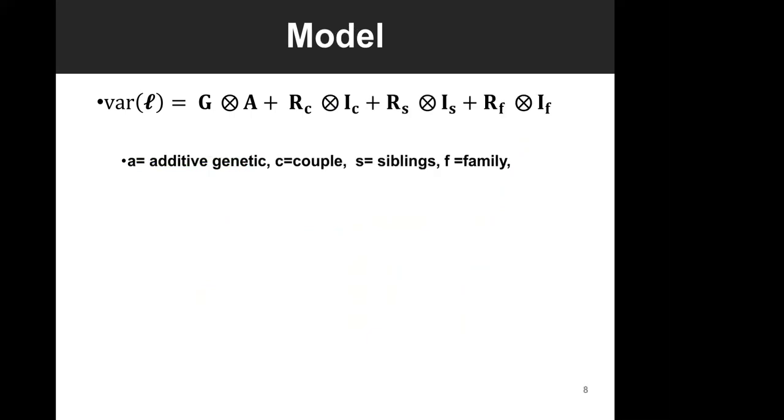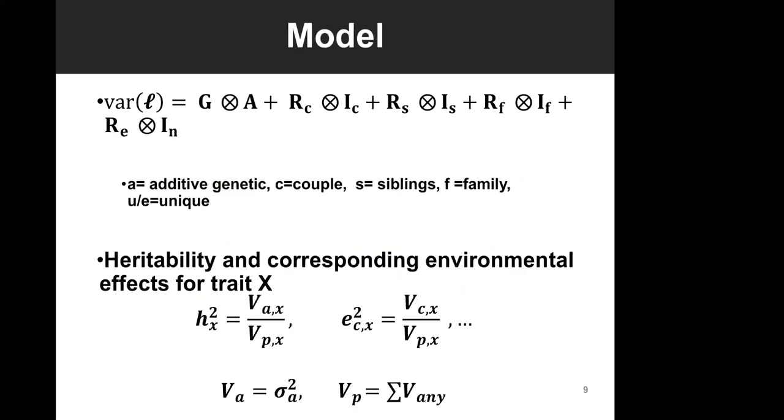Next, we build our model assuming the variance of disease liability is the sum of additive genetics, a couple common environment for the parents, common sibling environment, common environment for the whole family, and also unique environment. The heritability is calculated as the corresponding environmental or genetic effects over the total variance.